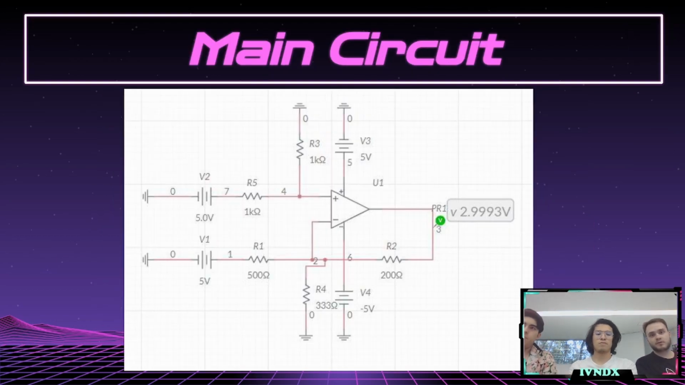The first and most integral part of the circuit is going to be a differential amplifier, which will take the signal from -1 volt to 5 volts and bring it to -3 volts to 3 volts.